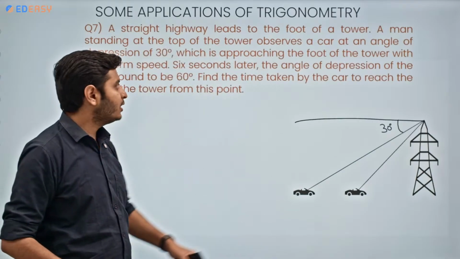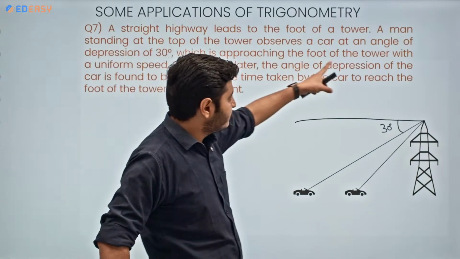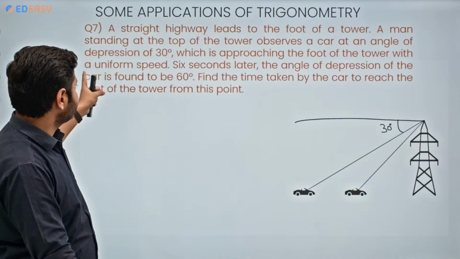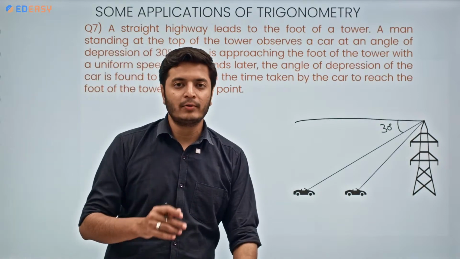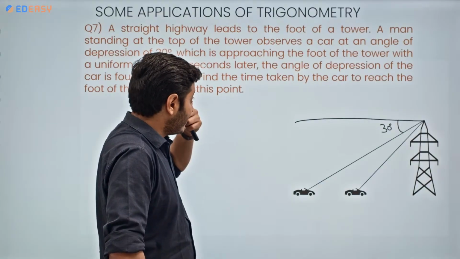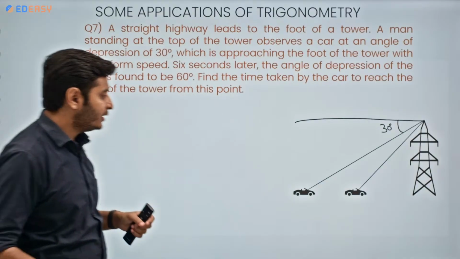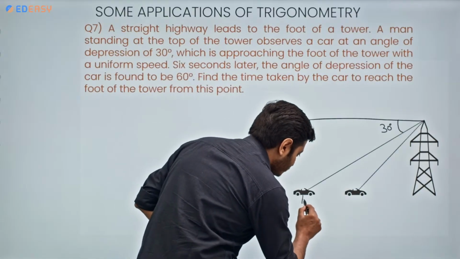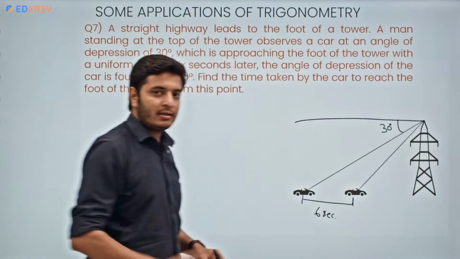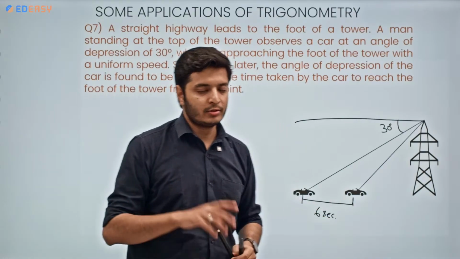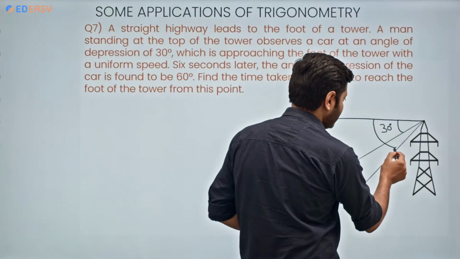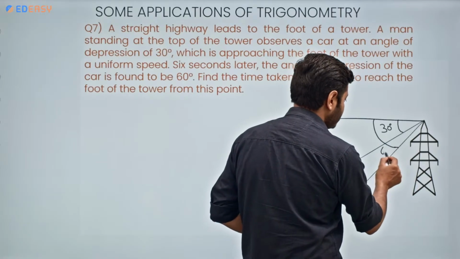He's looking at the car, which is approaching the foot of the tower. So it is moving in the direction of the tower, now with a uniform speed. So this is very important: the speed is not changing. Six seconds later, the angle of depression of the car is found to be 60 degrees. So the time taken by the car to move from this point to this point is 6 seconds, and the car is moving at a uniform speed, so the speed is not changing. Also, the angle of depression that the man is making between the line of sight and the horizontal level is 60 degrees.